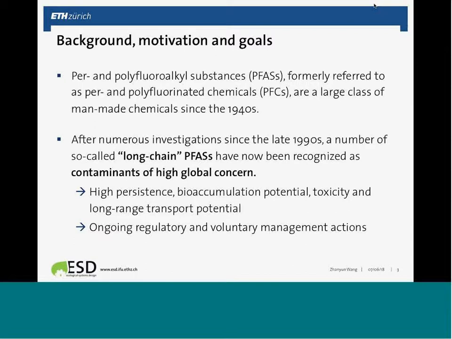Consequently, there have also been a lot of ongoing regulatory and voluntary management actions to phase out long-chain PFASs, which is also summarized in the OECD 2015 report on risk reduction approaches mentioned by Eeva.